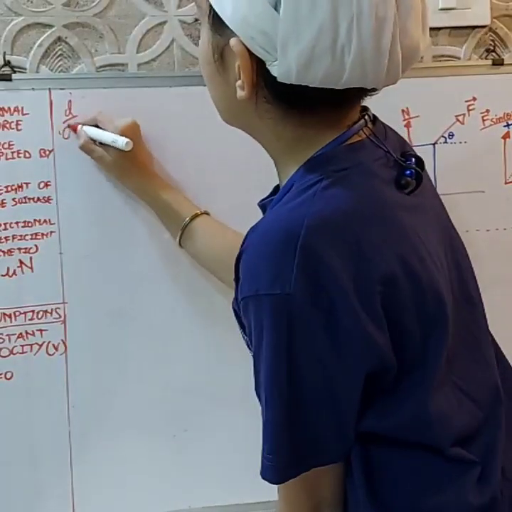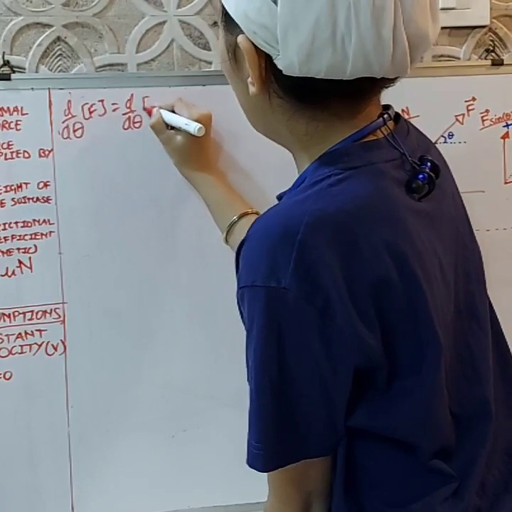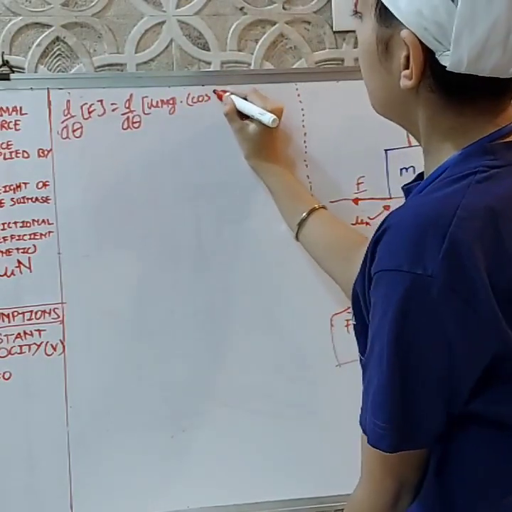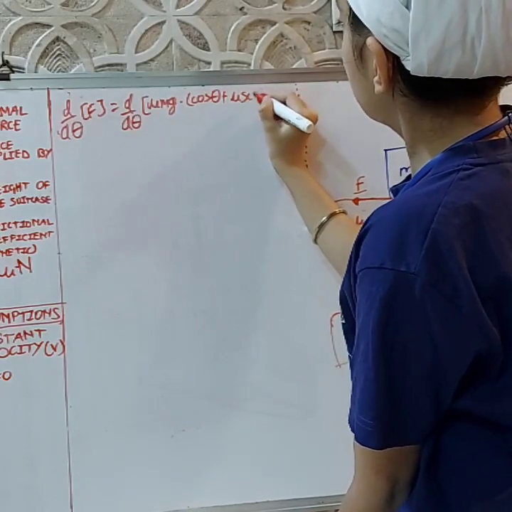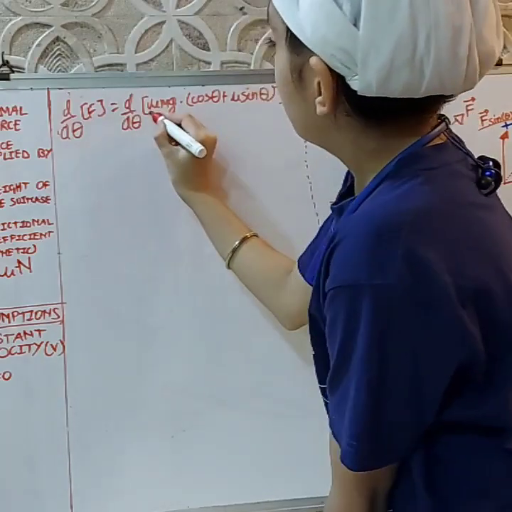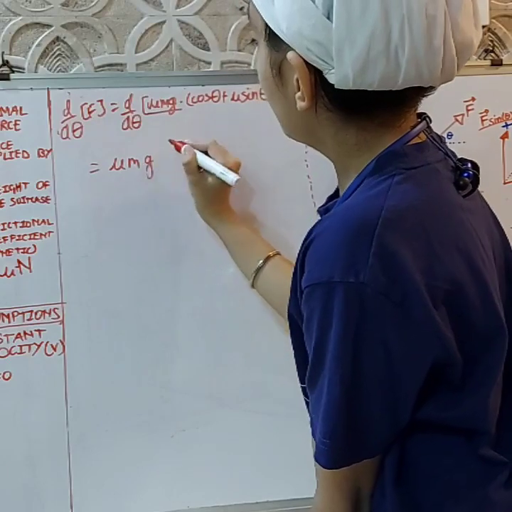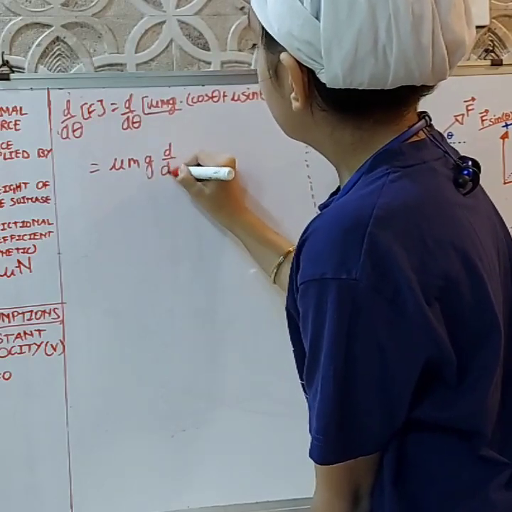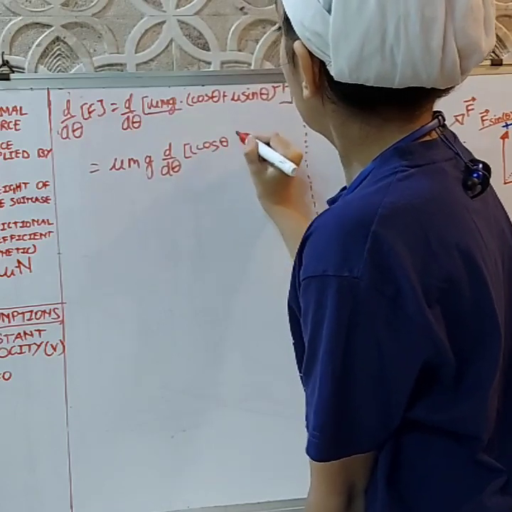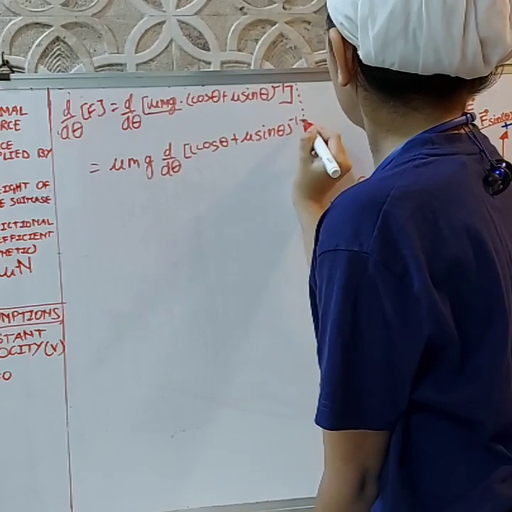So d by d theta of F is equal to d by d theta of mu mg multiplied by cosine theta plus mu sine theta raised to negative 1. The mu mg is a constant, so it comes outside. This is equal to mu mg d by d theta of cosine theta plus mu sine theta raised to -1.